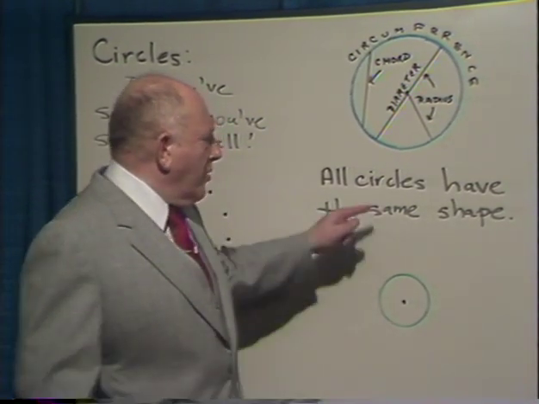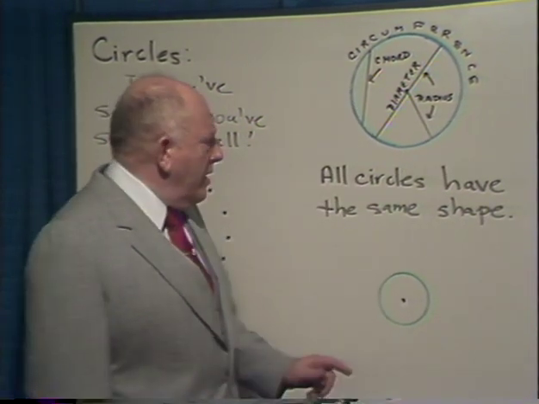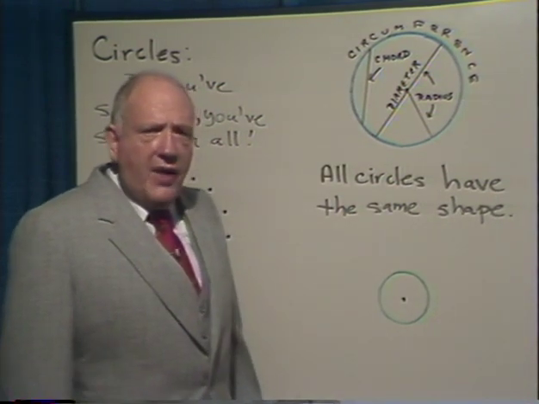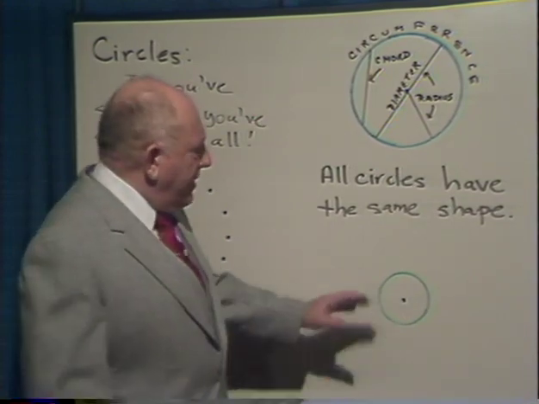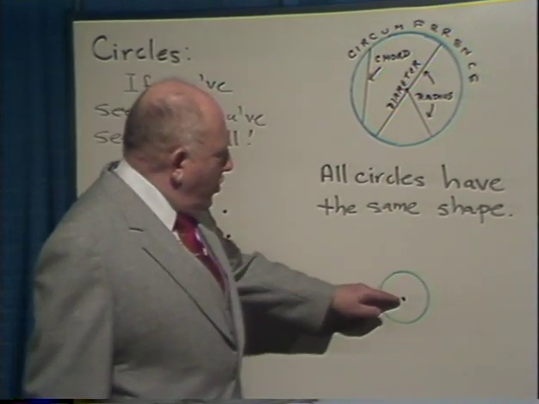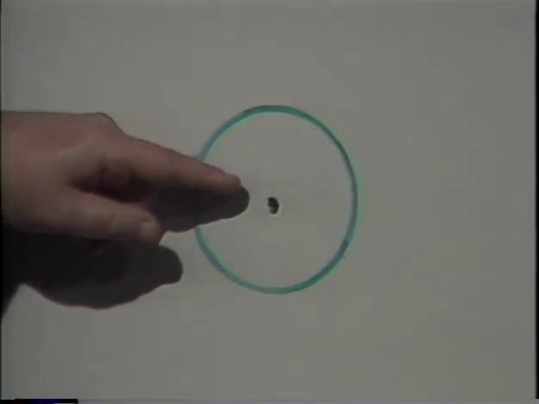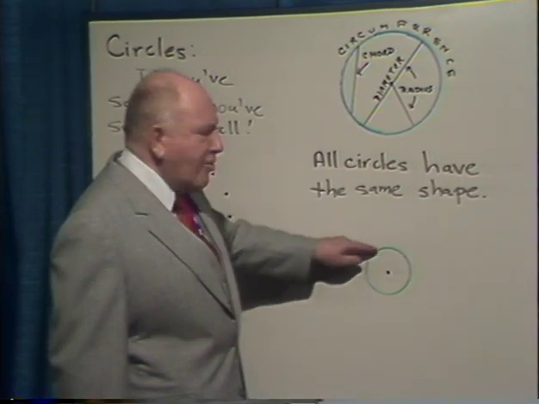Now what I wanted to point out is that all circles have the same shape. See, look at this circle here. Look at this circle I've drawn down here. They do not look alike in the sense that they have different sizes. But if I didn't tell you, you would not know whether this circle here was a shrunken version of this one or whether this one was an enlargement of this one.